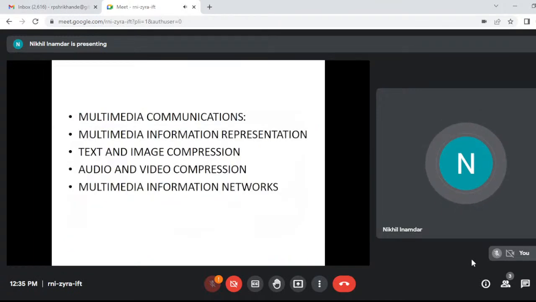Basically, if you go through the syllabus, I'll pick out some points from it. First is multimedia communications. I've already briefed you about it, and we will have a little more detailed study of this. Then multimedia information representation: how you represent your information, different types, different forms. And the third important point is text and image compression.